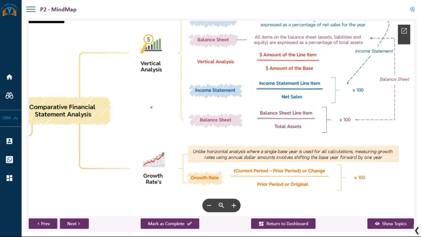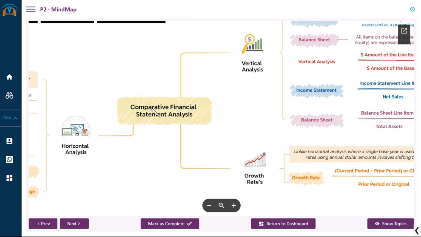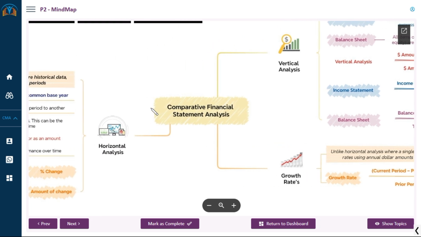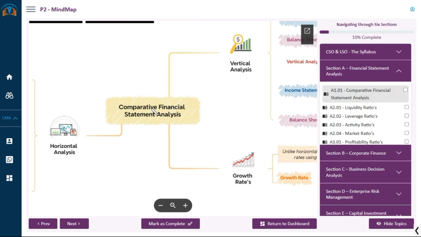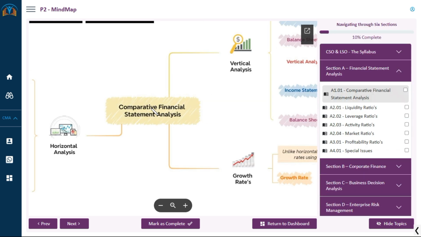So we have completed comparative financial statement analysis. We have studied three topics: horizontal analysis, vertical analysis, and growth rates. Now let us complete this comparative financial statement analysis.